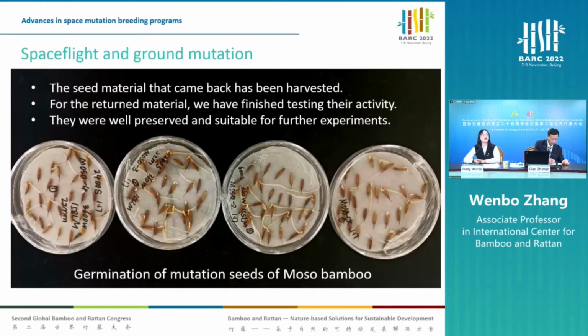The seed material that came back has been harvested. For the returned material, we have finished testing the activity. It was very well preserved and suitable for further experiments. This is the germination of mutation seeds of moso bamboo.